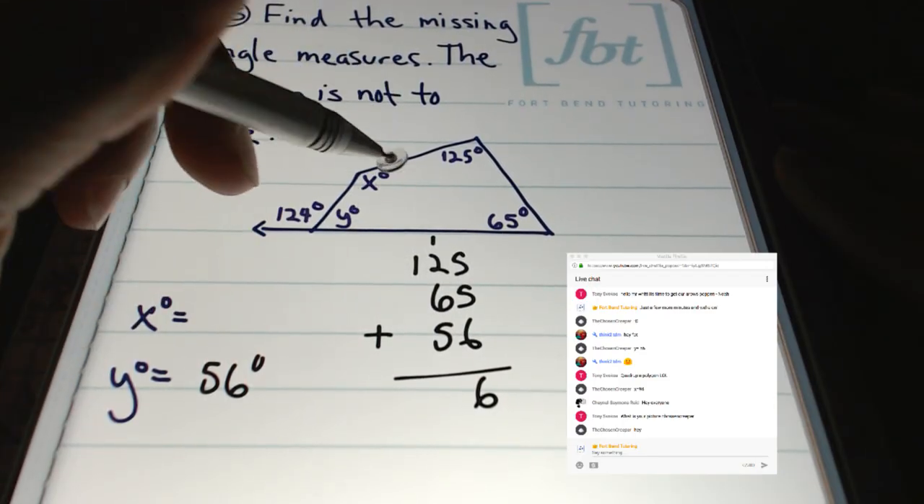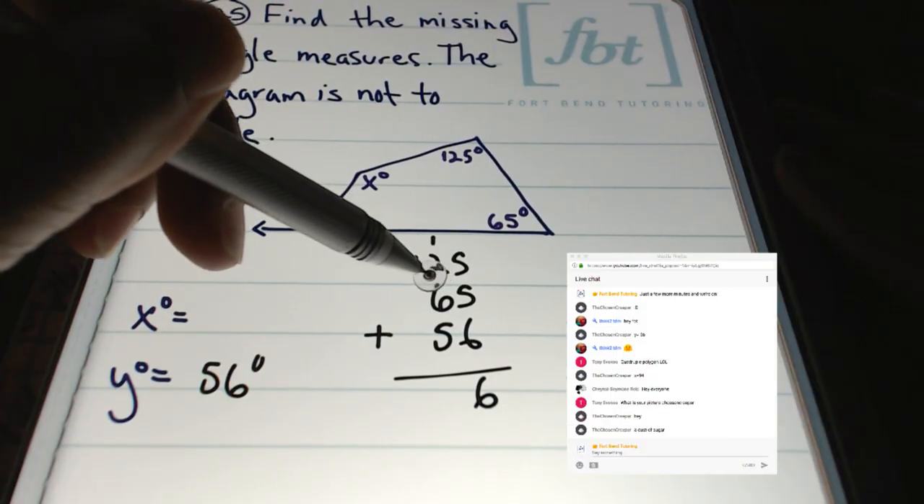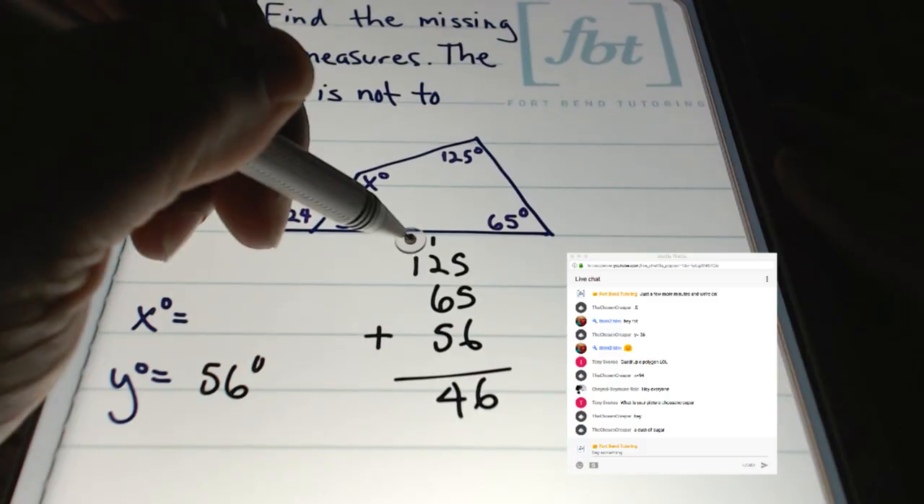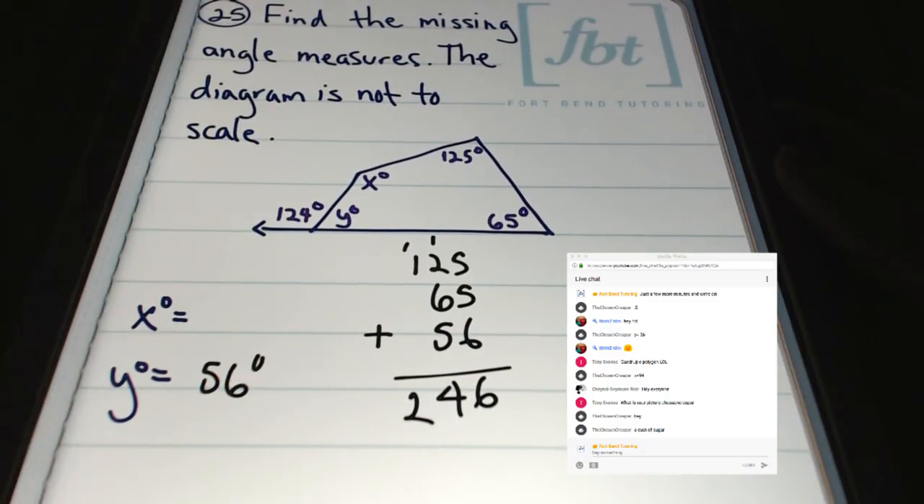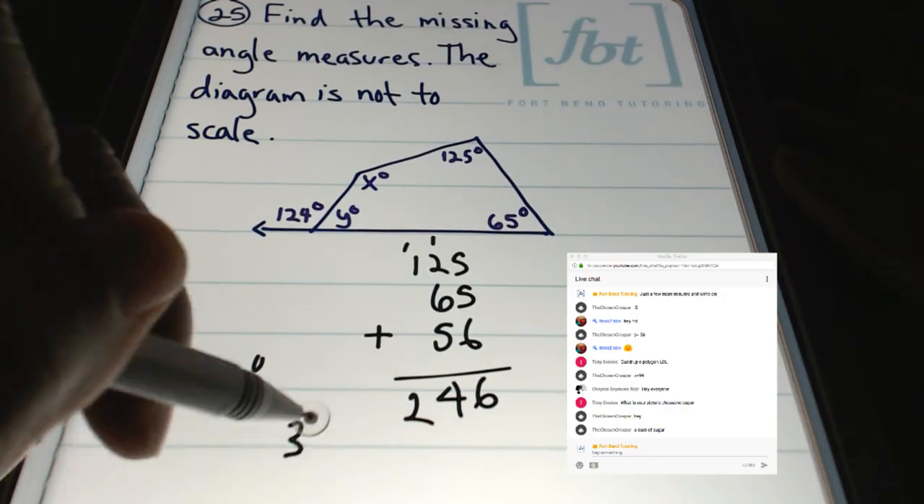That's going to give us 14, right? We had 1 plus the 3 is... 1 plus the 2 is 3. 3 plus the 6 is 9. 9 plus the 5 is 14. Carry the 1. We end up with 246 here. Then subtract that 246 from 360, and that'll give us our result.